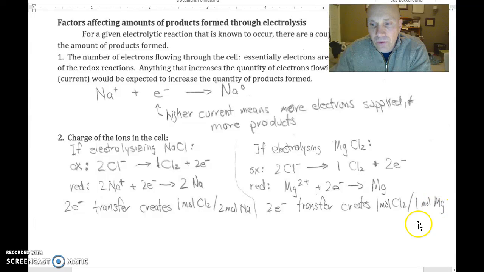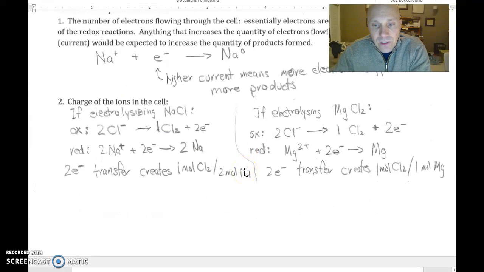And again, that all just has to do with the fact that an individual sodium ion only needs 1 electron to get reduced to its neutral metal form. But if you're a magnesium ion, you need 2 electrons to become your neutral metal form, and that means it's going to need more electrons than an individual sodium ion.